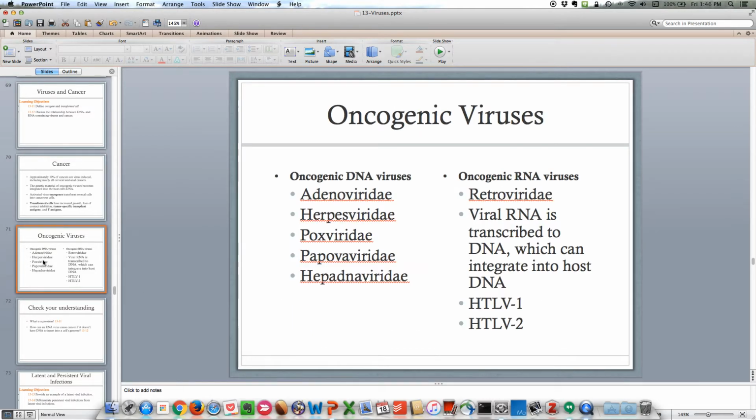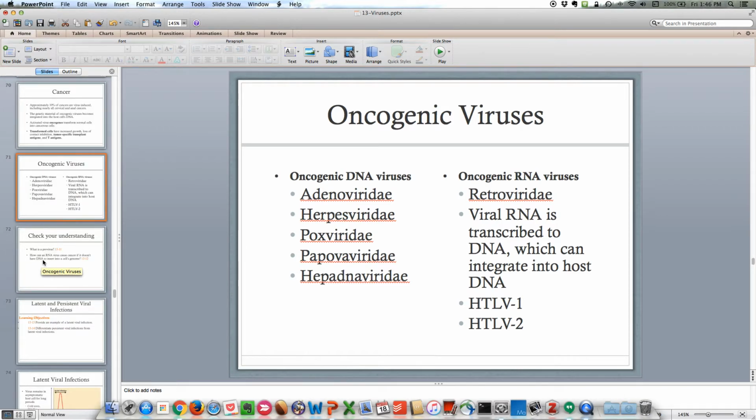And so there are examples of both DNA and RNA viruses that are oncogenic, that are capable of creating cancers. But again, what's in common with all of these is the fact that you typically will see integration of the viral genes into the host cell genome.